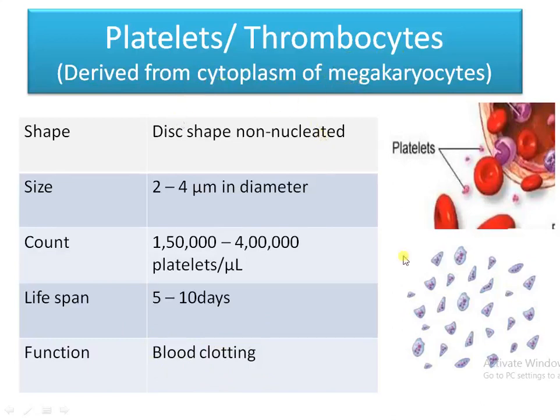The shape of platelets is disc shape, non-nucleated. That means the nucleus is absent in platelets. The size of a platelet is 2 to 4 micrometers in diameter. The count is 1.5 lakh to 4 lakh per microliter. Their lifespan is approximately 5 to 10 days.